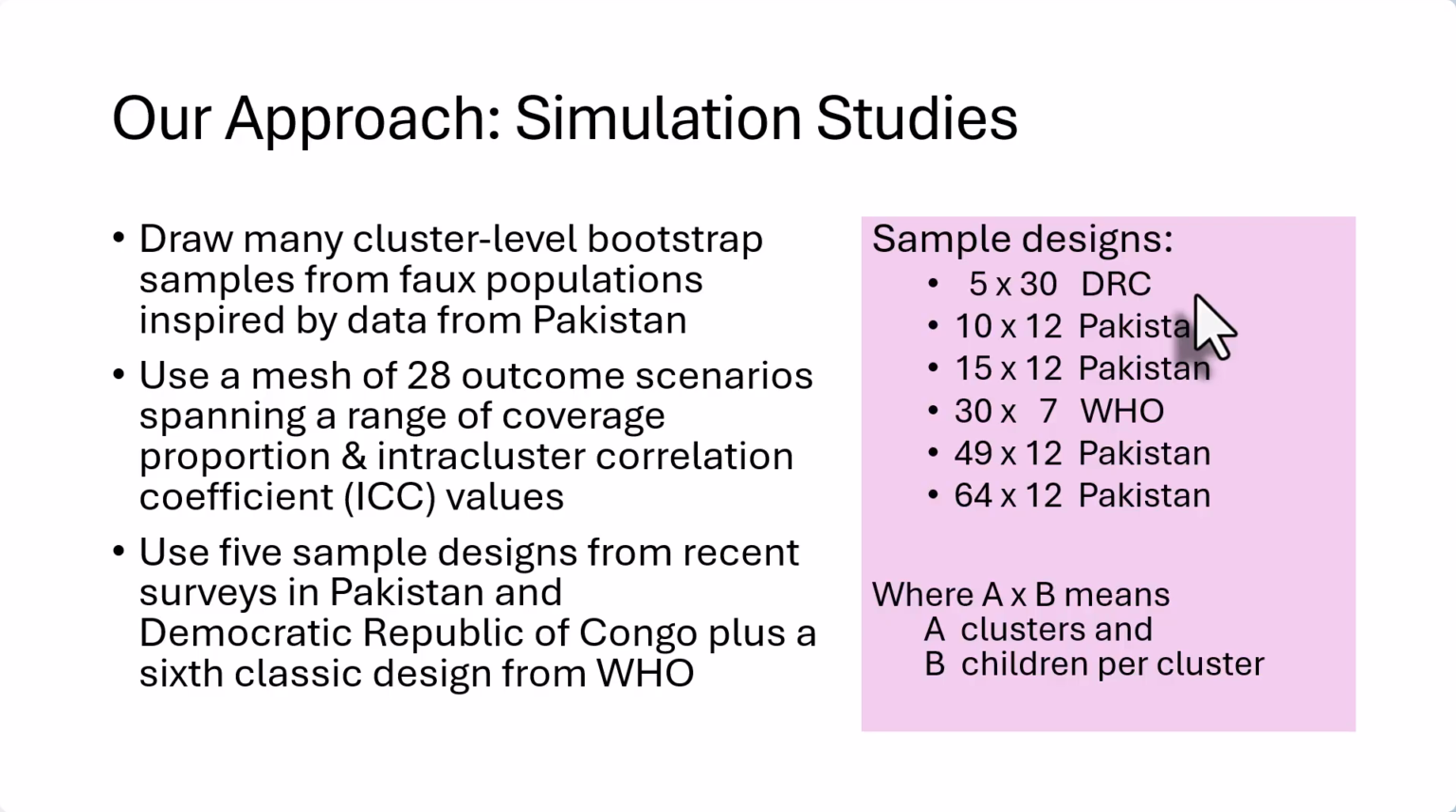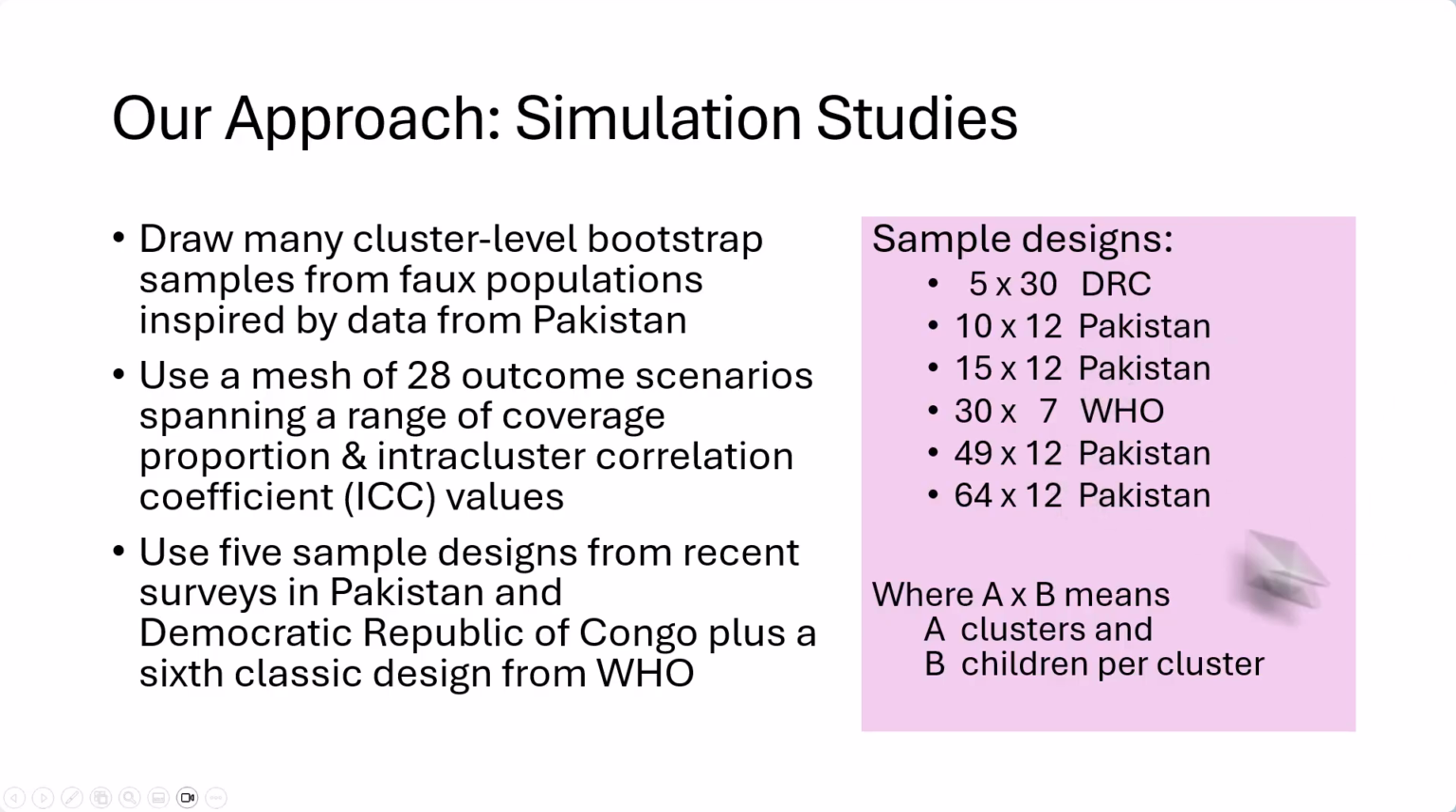The classic World Health Organization cluster survey design is 30 clusters and 7 kids per cluster, so we want to include that classic design. And then recently, in 3 different rounds of surveys in Pakistan, there's been substantial investment in what's called TPVIX, Third-Party Verification Immunization Coverage Survey, where some districts had 49 clusters and some districts had 64 clusters. And in both cases, we're looking at a target of 12 kids per cluster.